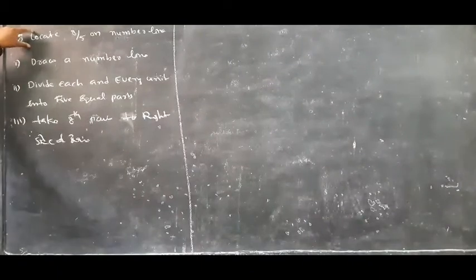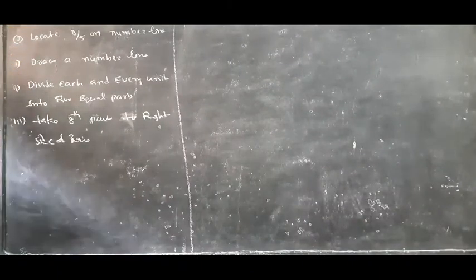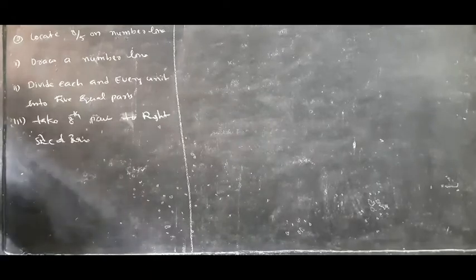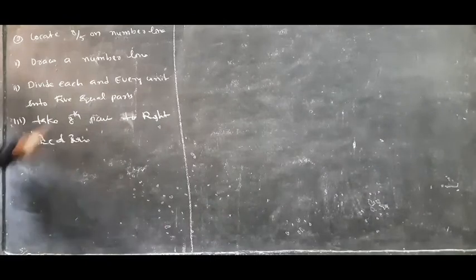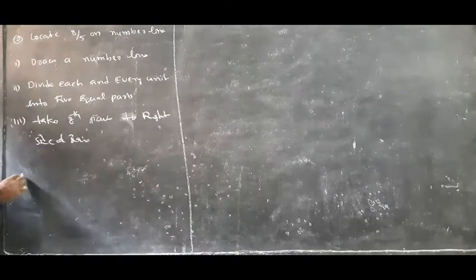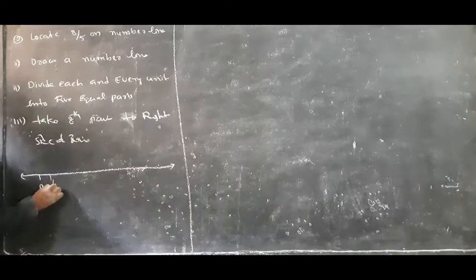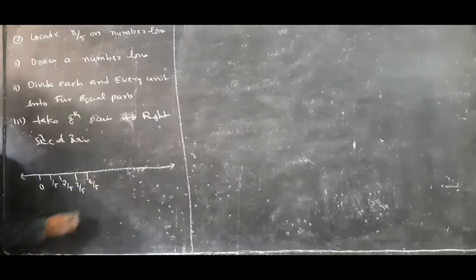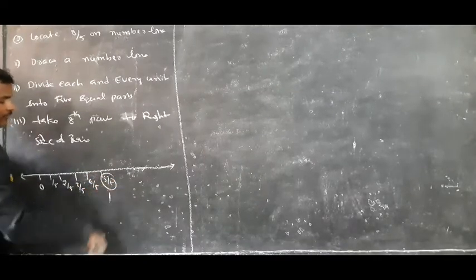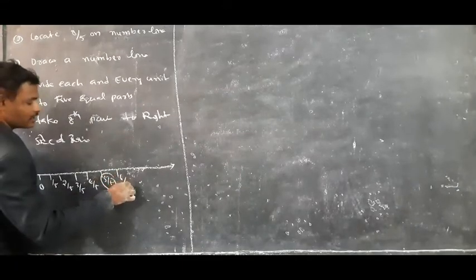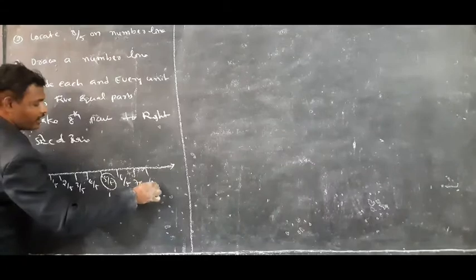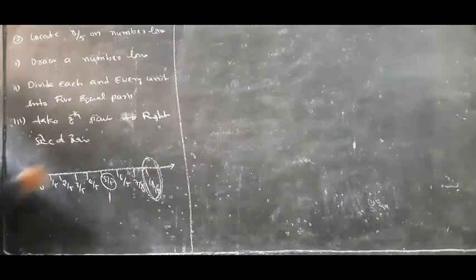Locate 8 by 5 on the number line. First draw a number line, then divide each and every unit into 5 equal parts. Take the 8th part to the right side of 0, that indicates the location of 8 by 5. So 1 by 5, 2 by 5, 3 by 5, 4 by 5, 5 by 5, which is nothing but 1. Then 6 by 5, 7 by 5 and also 8 by 5. So this is the required location.